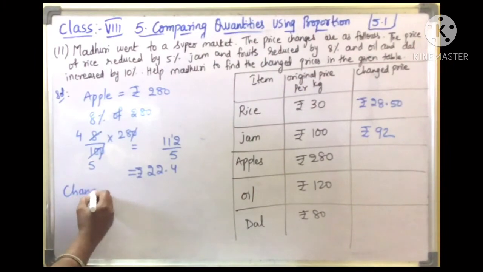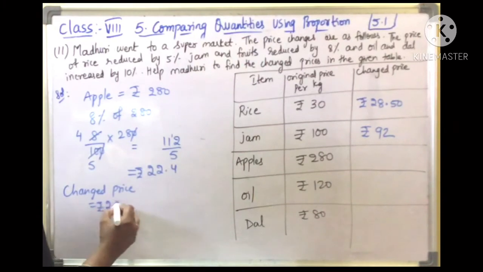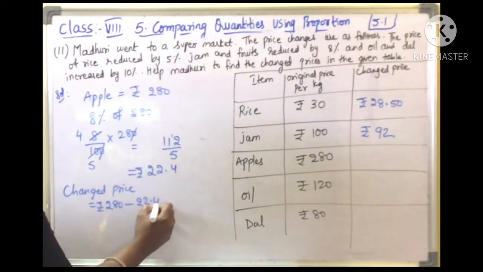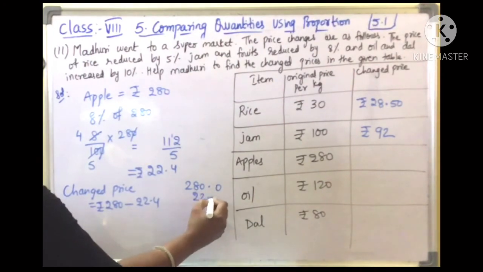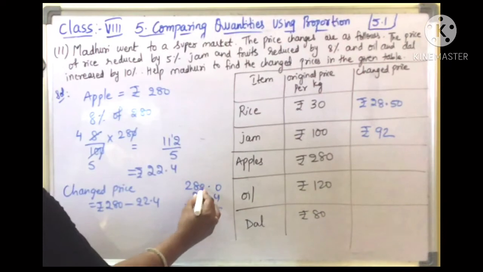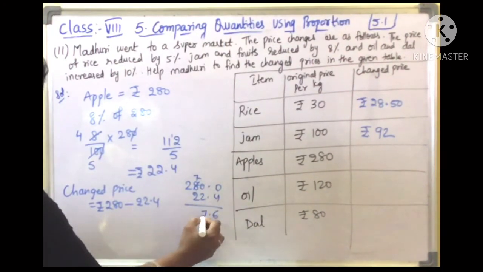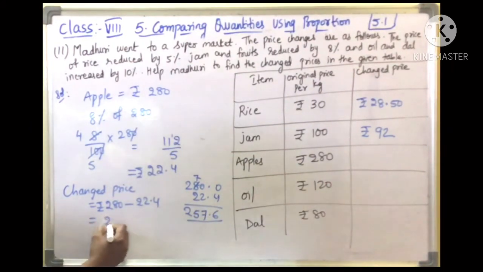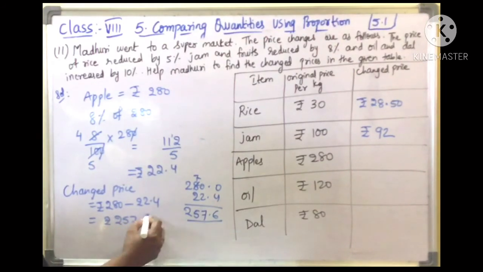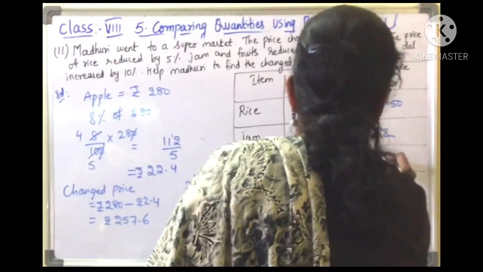Now we will find the changed price. Changed price is nothing but rupees 280 minus 22.4. That is 280.0 minus 22.4. So you will get 257.6, that is 257 rupees 60 paise is the changed price.